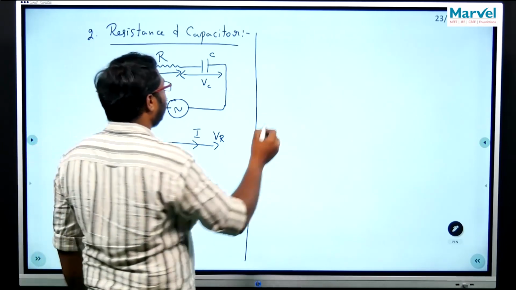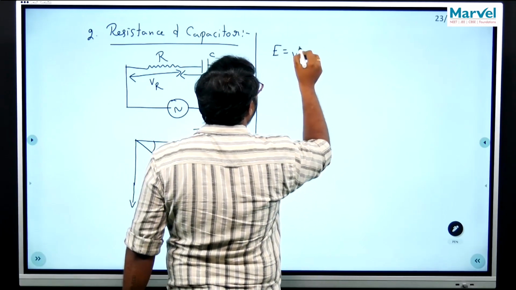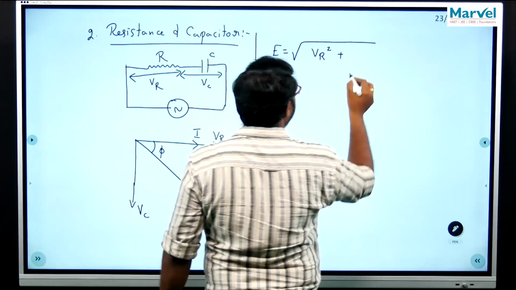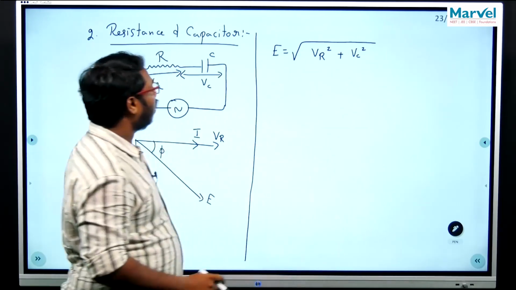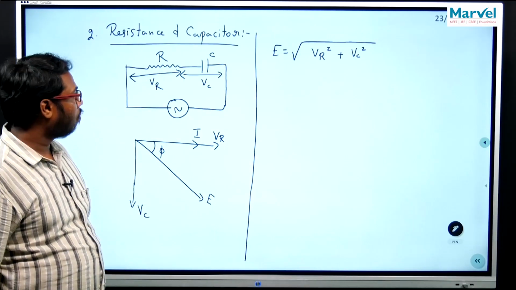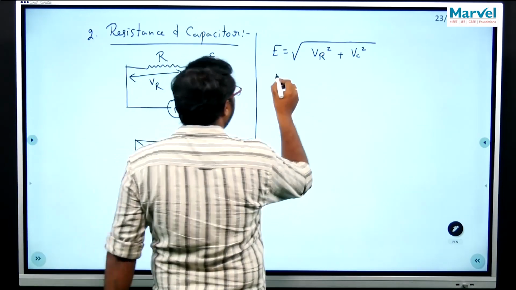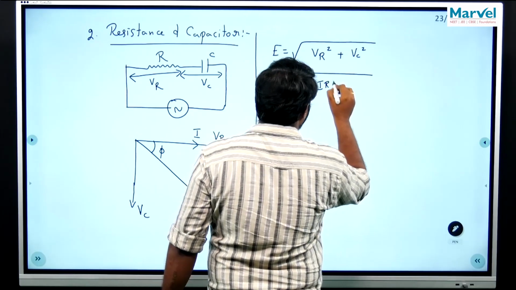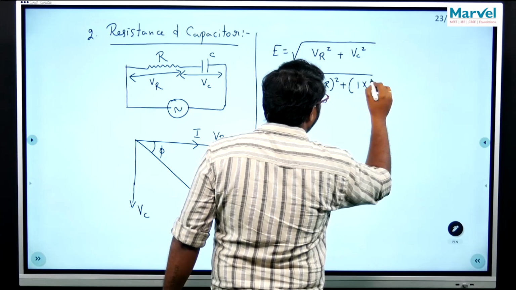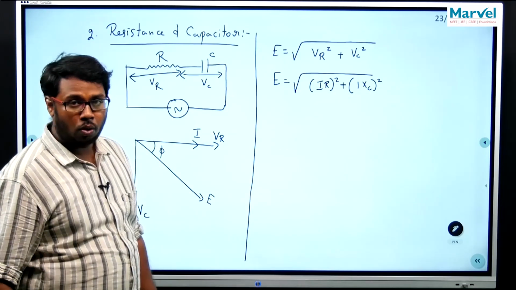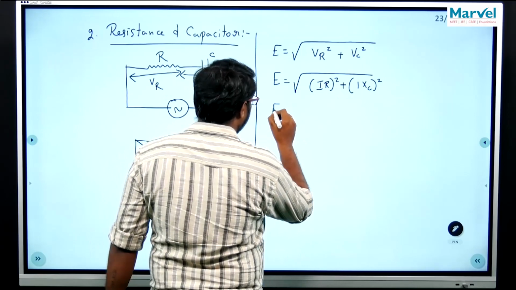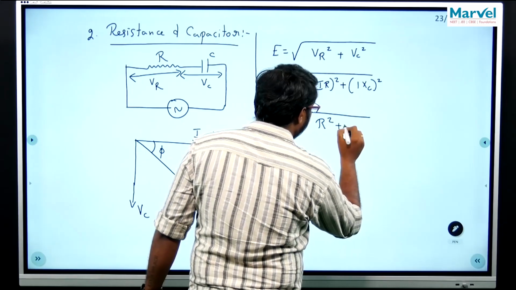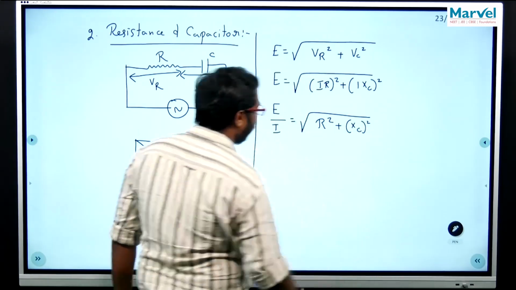So E is equal to root of VR square plus Vc the whole square, where E is equal to root of IR square plus I into Xc the whole square, where E by I equals root of R square plus Xc the whole squared.